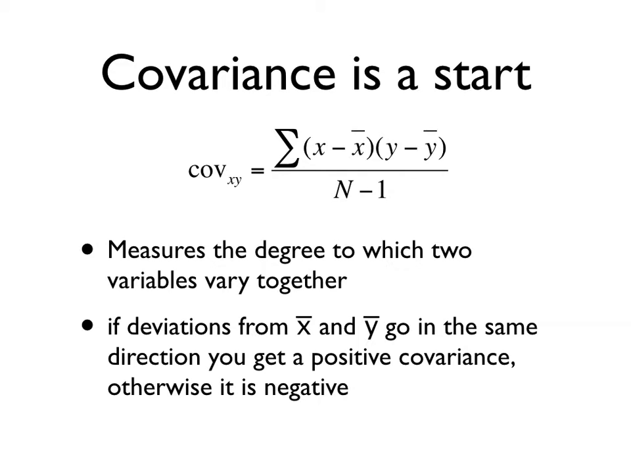And I think you should be able to see this, that if the first part here, x minus x bar, is positive and this is going to be negative, that means they go in different directions. Okay? So if deviations of x bar and y bar go in the same direction, you get a positive covariance. Otherwise, you get a negative covariance. So covariance, unlike variance, can be negative.